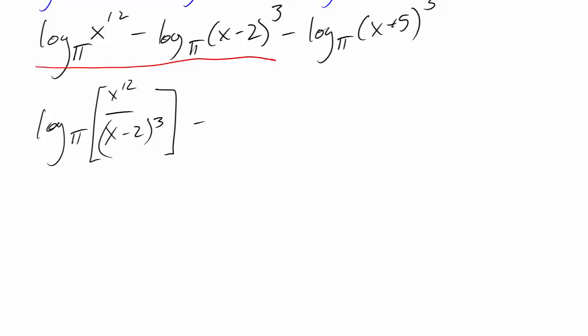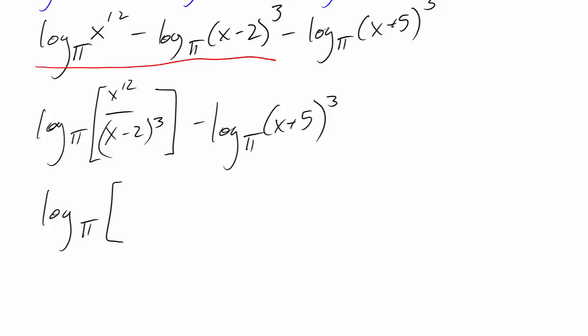And we still have the minus log base pi of (x plus 5) cubed. So now we're just going to play the same game all over again. We'll treat our two logs of the same base being subtracted from one another as, again, another division problem. So that'll leave us with a log base pi of x to the 12th over (x minus 2) to the 3rd, and then we would have that whole thing divided by (x plus 5) to the 3rd.